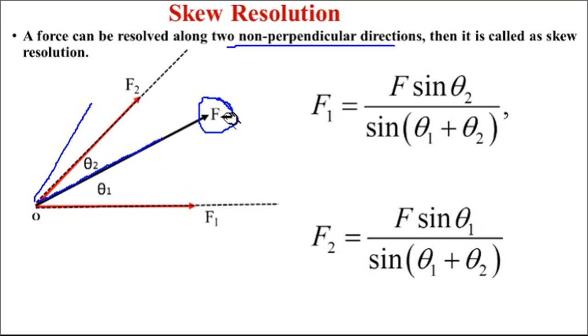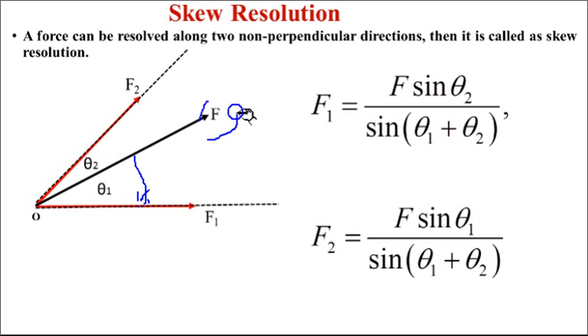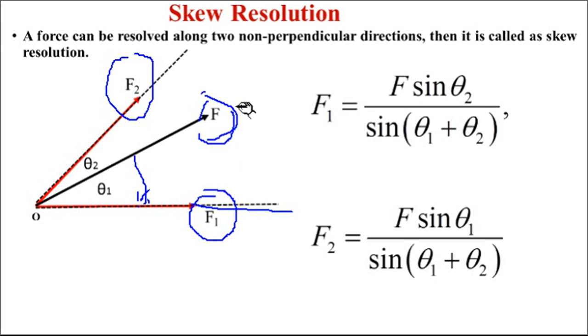Here I have taken two simple cases where this force F has to be resolved along this direction, at this angle, which I have taken as theta 1, and along this other direction at theta 2. When theta 1 and theta 2 are known, what would be the magnitudes resolved along these directions? We need to find the components F1 and F2 of this particular force.